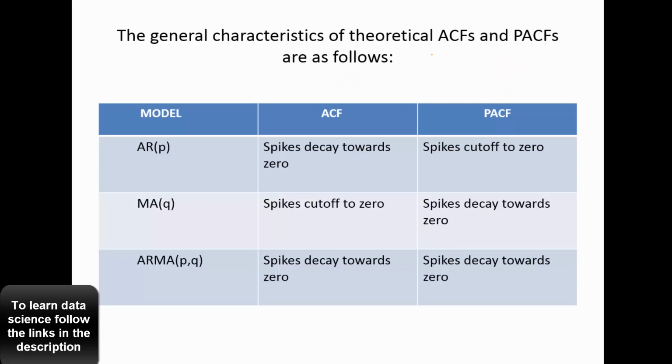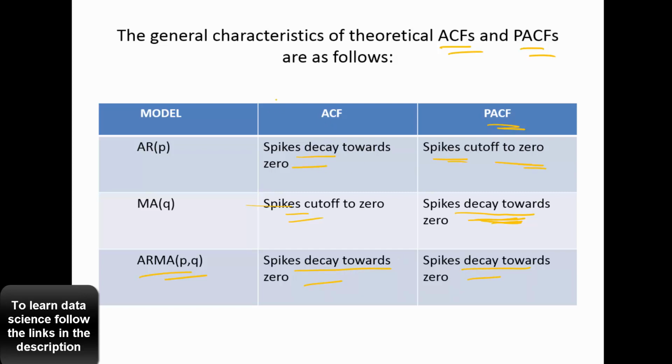So the general characteristics, or theoretically, what you can see is that if you are doing an AR(p) model, the ACF will have a spike and then it decays. The PACF will spike and then cut off towards 0. In the MA case, the ACF spike is cut off to 0, and the PACF spike decays slowly to 0. In ARMA(p,q), we will have spikes that decay to 0 in both the ACF and the PACF.